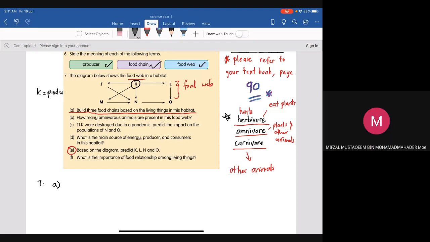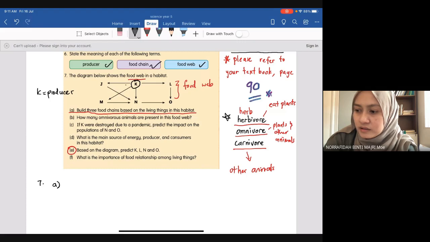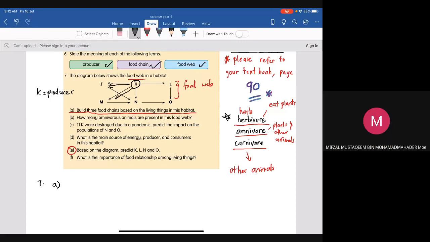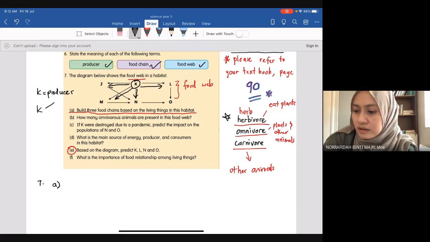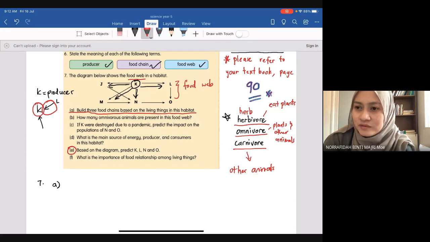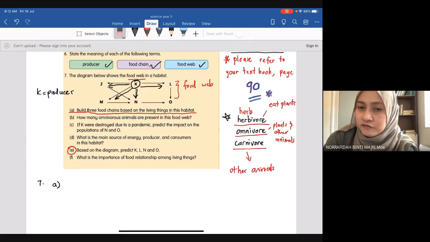How do you know? Look at the arrow. This one is eaten by, this one is eaten by. K does not have an arrow like this. If there is an arrow like this, it means K eats something else. For example, K eats L. That means L is eaten by K. So this one is not a producer. If you see an arrow like this, it means it is not a plant. Plants never have this. I hope you understand. Do you understand so far? Then you can build food chains.